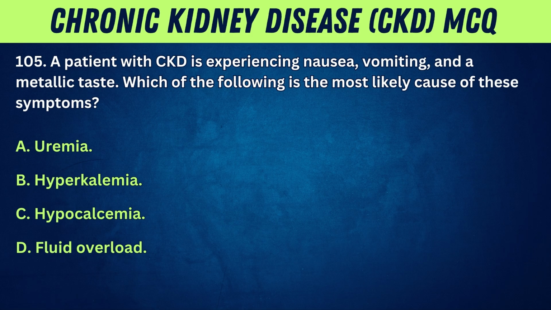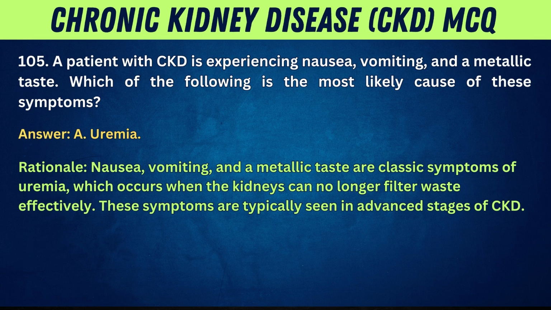105. A patient with CKD is experiencing nausea, vomiting, and a metallic taste. Which of the following is the most likely cause of these symptoms? A. Uremia. B. Hyperkalemia. C. Hypocalcemia. D. Fluid overload. Answer: A. Uremia.